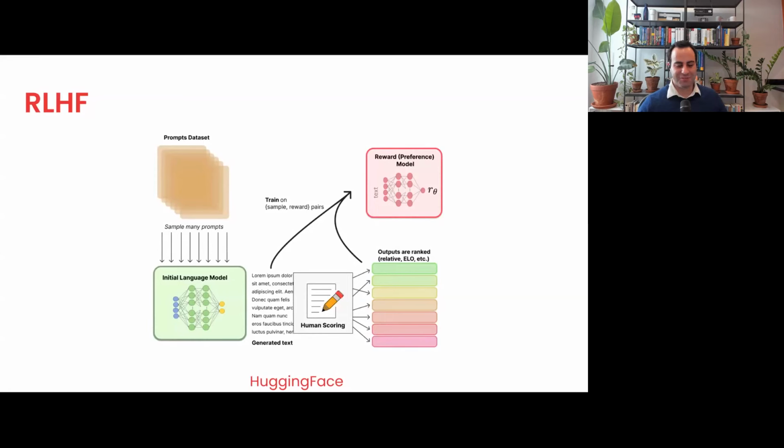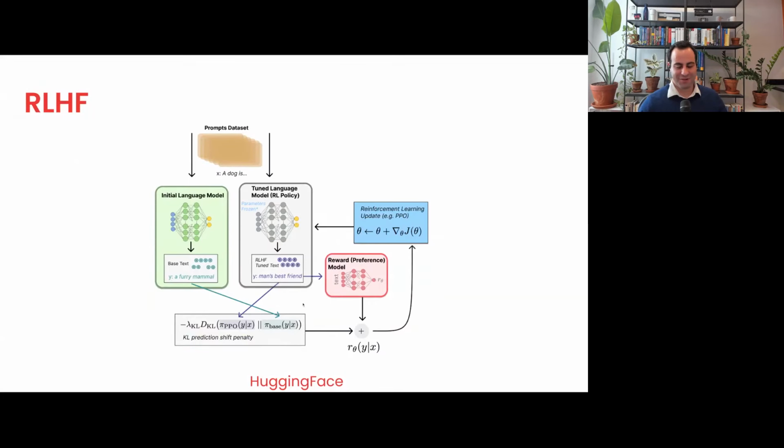All you do is take your language model, generate some outputs with respect to some prompts, and ask humans what they think of them. Was this good or bad? Was this one better than that one? How much better was this one than that one? And then you train a model to predict a score for each response. Like, how good was this response, or how good would humans say this response was?